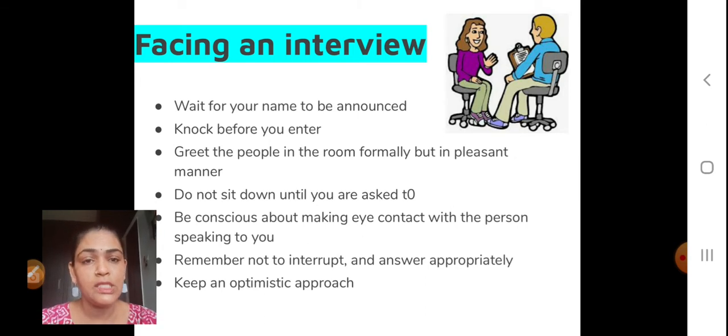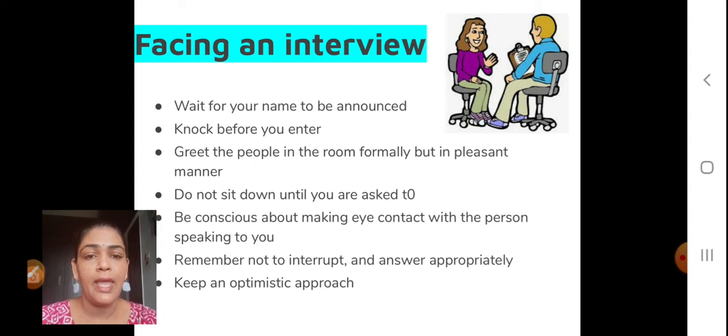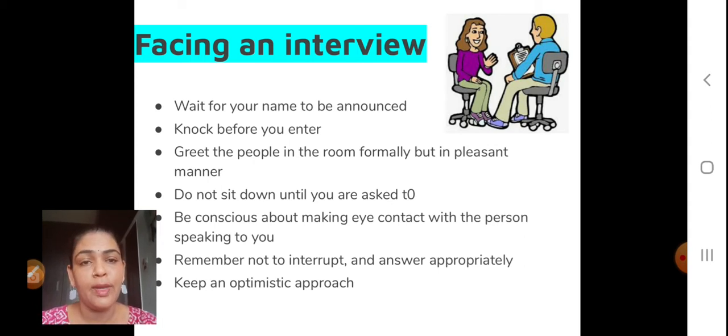An interviewer can be one person or can be a group of people. So we must look at everyone, make eye contact with everyone sitting in the room, not just staring at one person and talking to one person only. Now, after you have greeted the people, normally there is a chair offered to an interviewee. But we are not supposed to sit down until we are asked to. So first, greet the people, and once you are asked, then you can sit, or politely ask if you can sit down.